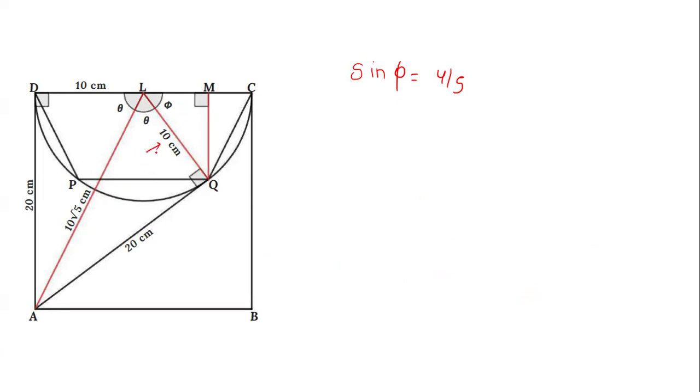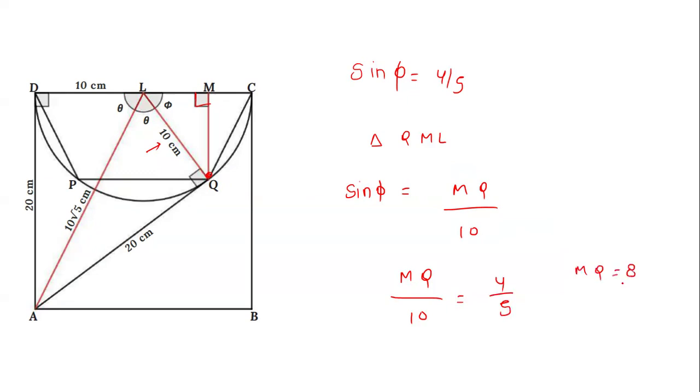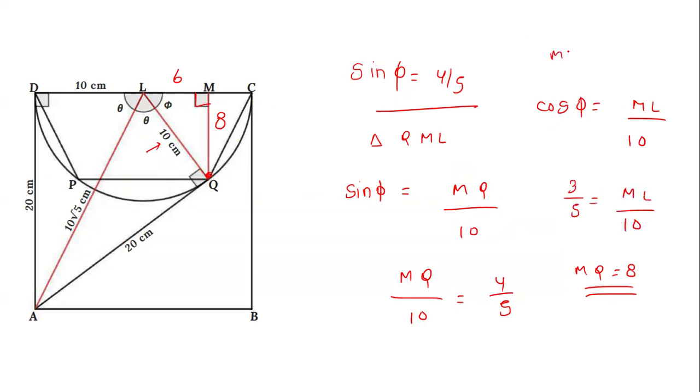We know that this is the radius, which is 10 centimeter, and from this point we are drawing this perpendicular, so this is 90 degree. So you take the triangle QML. You can write sine phi is equal to MQ divided by 10, and we know the sine phi value is 4 by 5. So MQ is coming like 8. So this length is 8. And you can calculate cos phi, which is ML divided by 10. If sine phi is 4 by 5, cos phi is 3 by 5, so ML divided by 10 gives ML length of 6. So this length is 6 and this is 8.